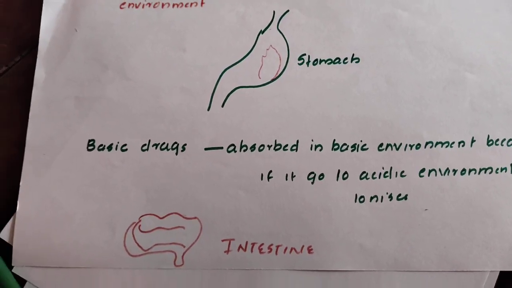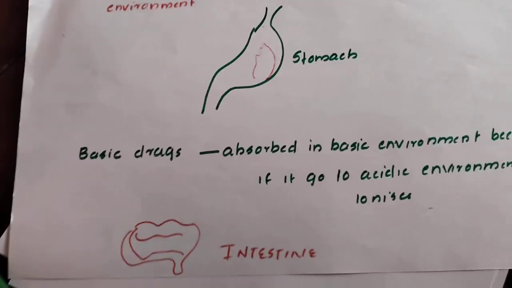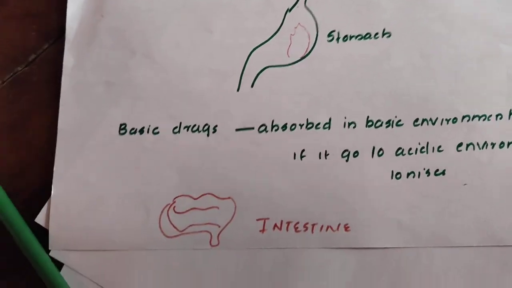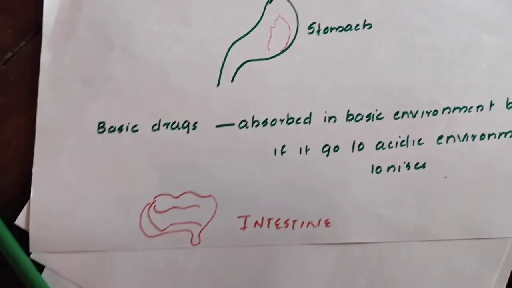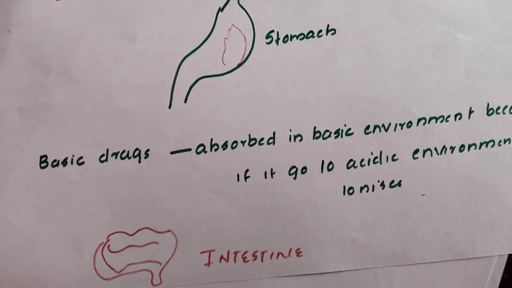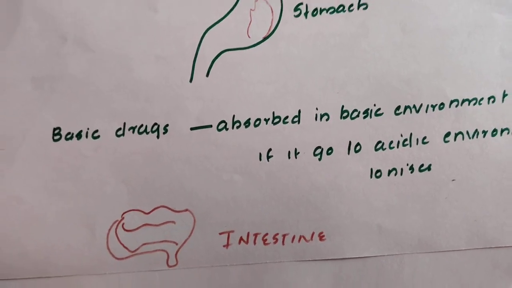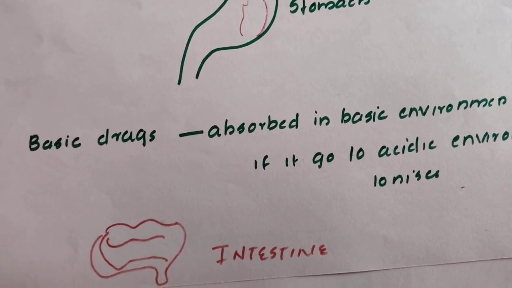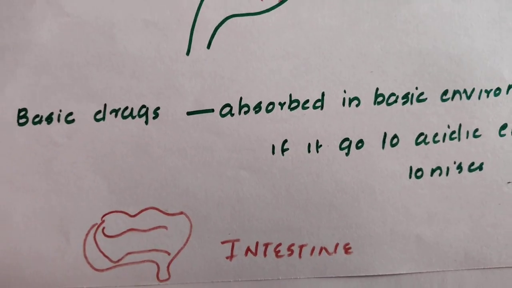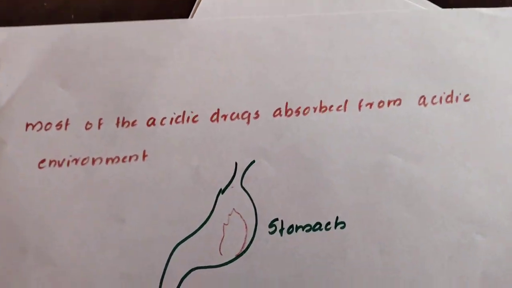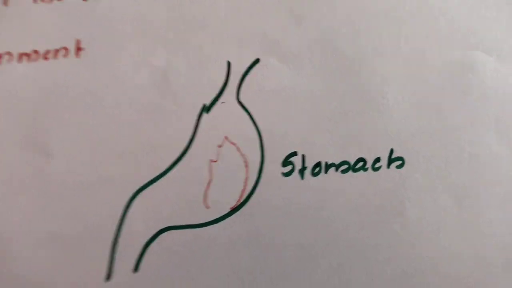Basic drugs: the opposite thing happens with a basic drug. Imagine that you consume a basic drug and it goes to an acidic environment. What happens? Obviously it will get ionized, right? So to avoid this, same as the acidic drug, it goes to its basic environment, where it will get absorbed. So most basic drugs are absorbed in the intestine, and most acidic drugs are absorbed in an acidic environment, which is in the stomach.